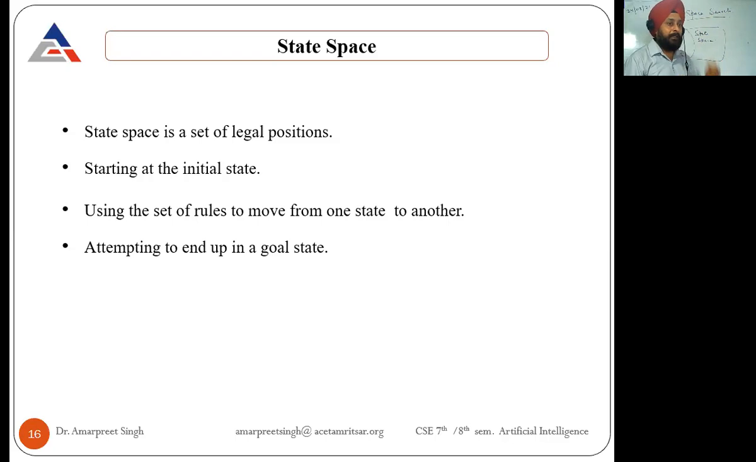So starting at the initial state, using a set of rules to move from one state to another, you take the steps according to the rules, attempting to end up in a goal state. I will also tell you one more example here.